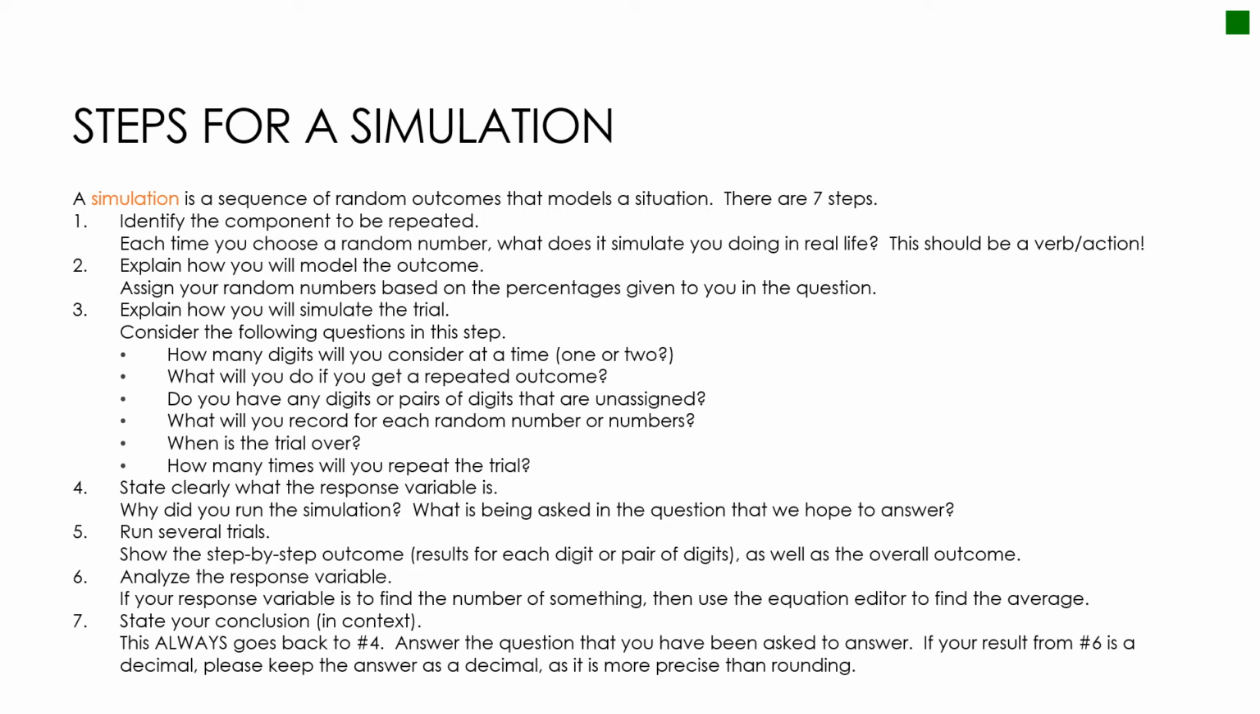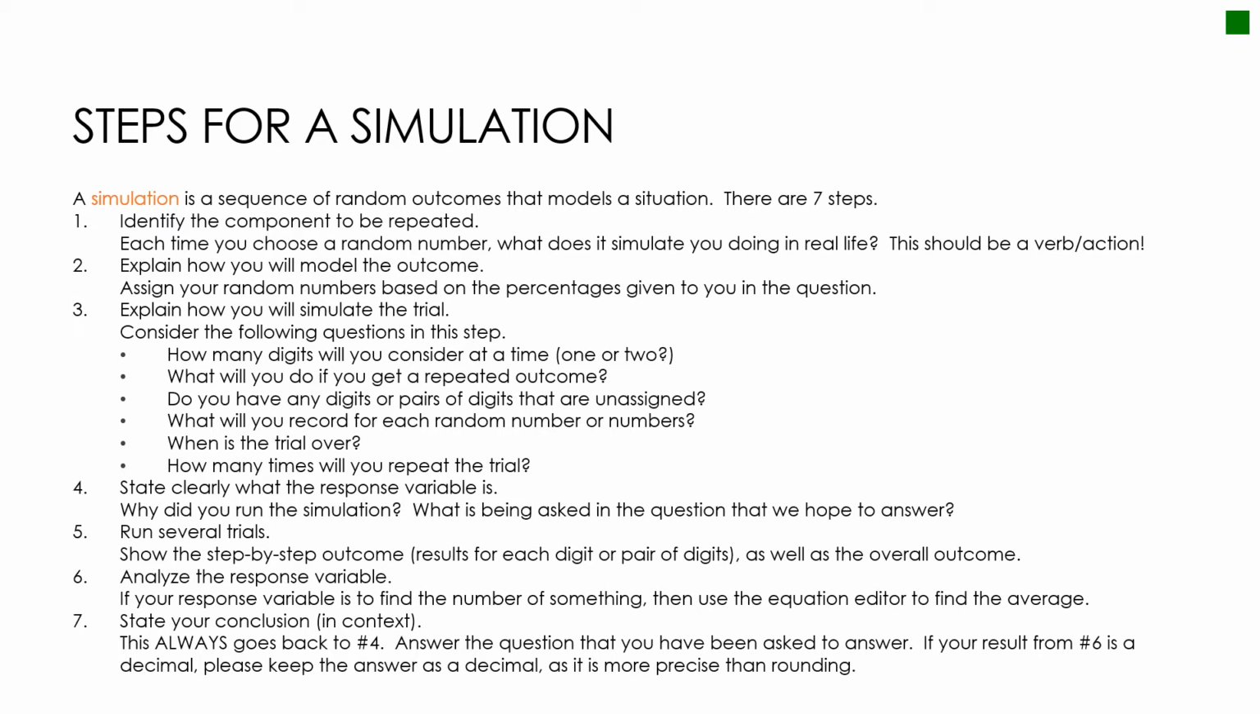So step 1 is to identify the component to be repeated. And what that means is every time you choose a random number or numbers, what does it simulate you doing in real life? So it should be some verb or action. So every time I choose a number, it represents what?